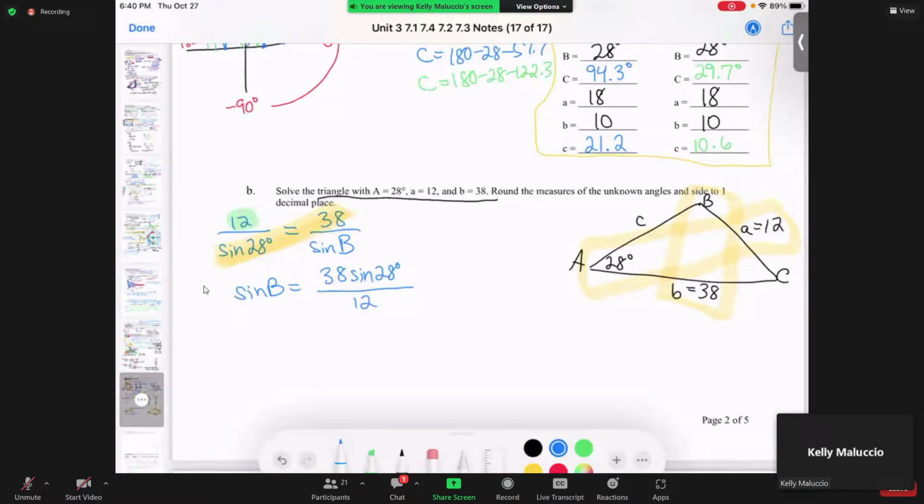Now, let's see what this is. If you tried right away to say B equals inverse sine of 38 sine 28 degrees over 12, your calculator would say error, wrong, undefined. The reason is this decimal, which I didn't get before, maybe I should have, is about 1.49, et cetera.